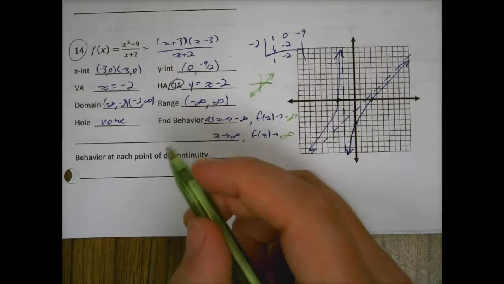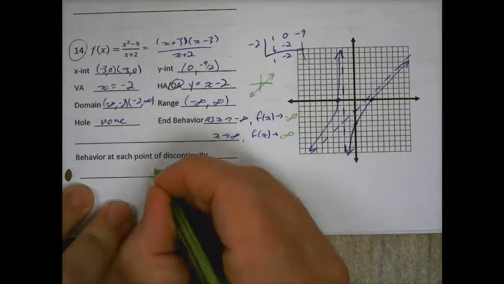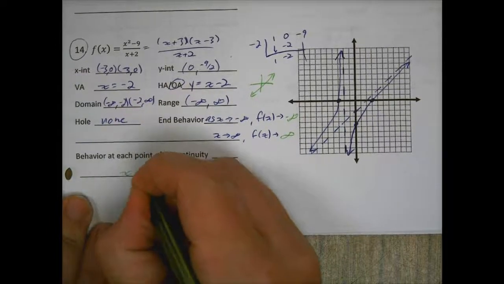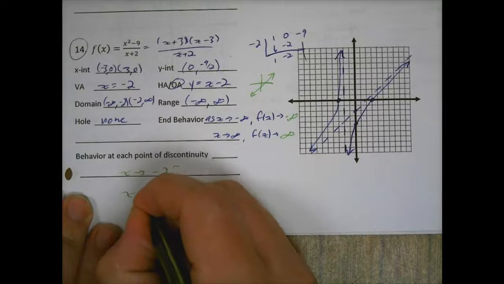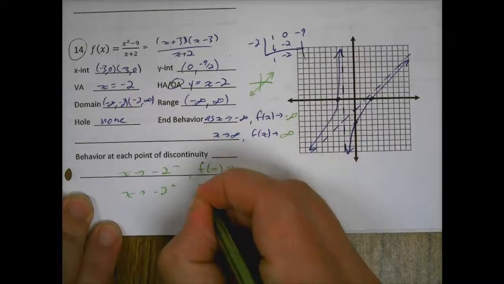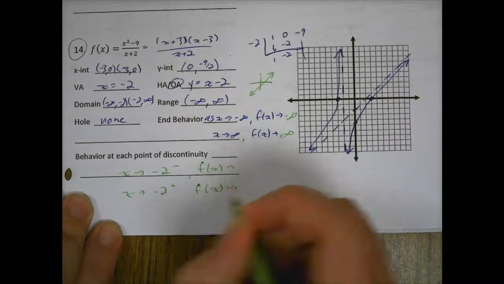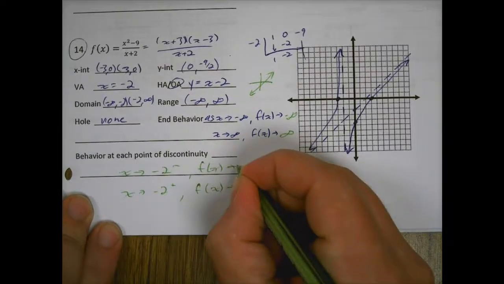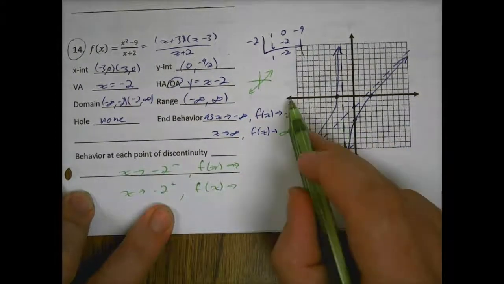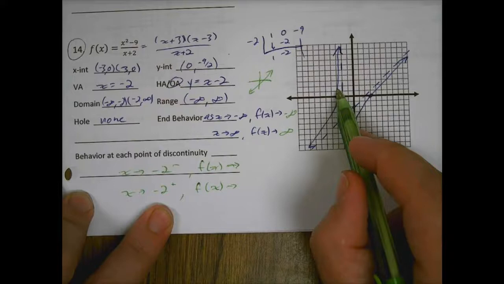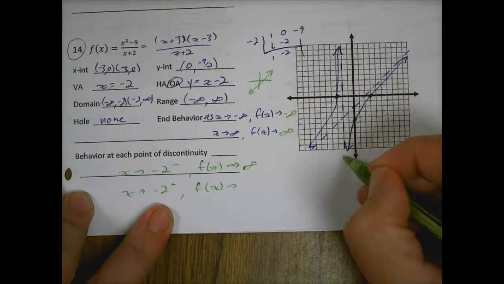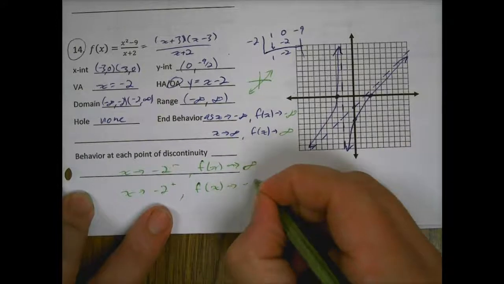Your discontinuity is going to be at negative 2 from the left and right. So x approaches negative 2 from the left, x approaches negative 2 from the right, f of x approaches... yes. If I'm approaching negative 2 from the left, I'm getting closer and closer to negative 2 from the left-hand side. It's going up forever to infinity. Negative 2 from the right, it's going down forever to negative infinity.